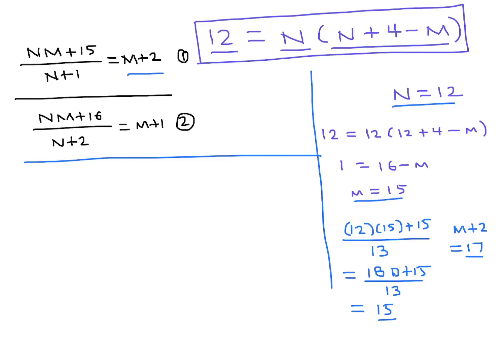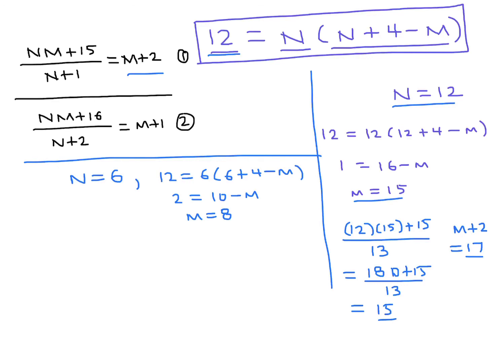What else can n be? Well, what else is 12 divisible by? It's divisible by 6. So let's go with that. n is equal to 6. And therefore, 12 would be 6 plus 4 minus m. So 2 would be equal to 10 minus m. So m would be equal to 8. So we got 6 and 8.